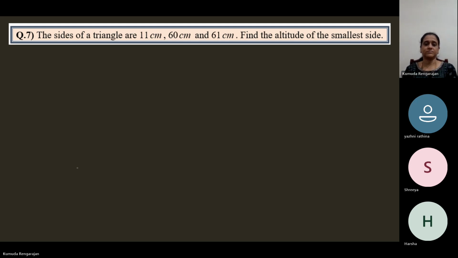Yeah, try this. Slightly move closer, no? Move it slightly closer. Yeah.